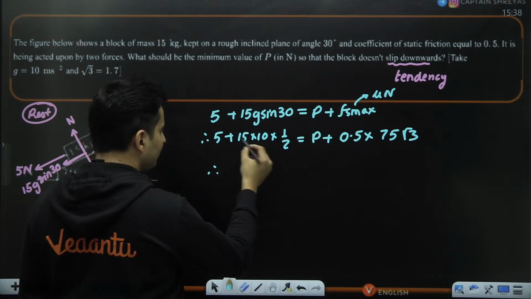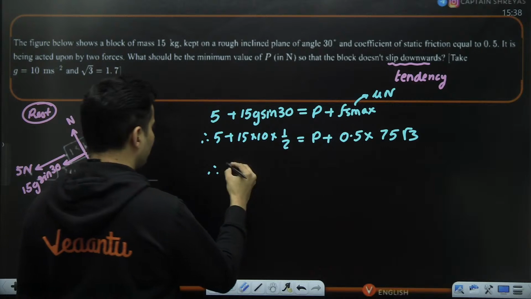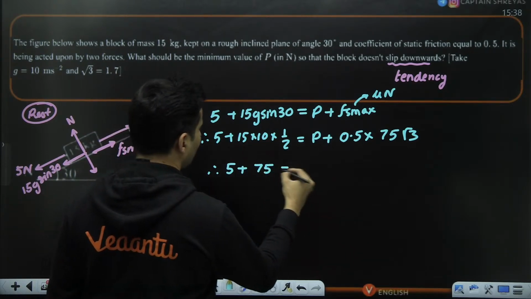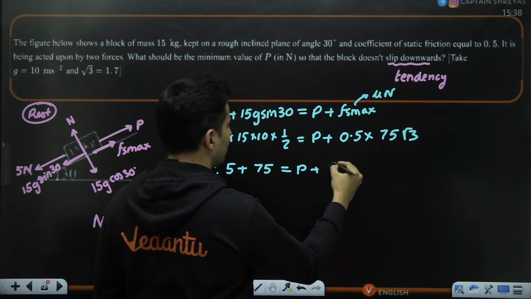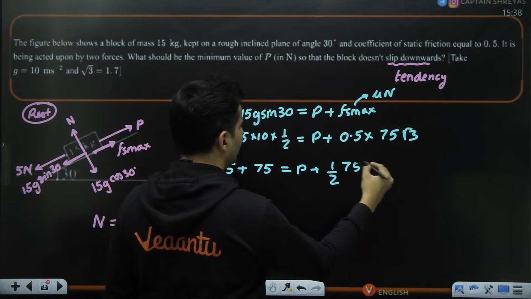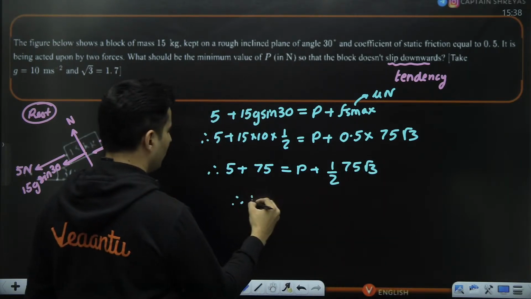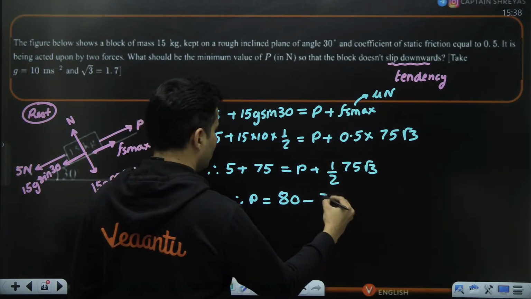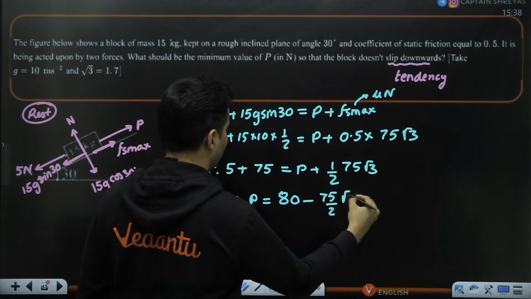So this will become 10 by 2. 10 by 2 is 5, 15, 75 is equal to P plus, this is half of 75 root 3. So therefore, P will be equal to 75 plus 5 is 80 minus 75 by 2 into root 3.